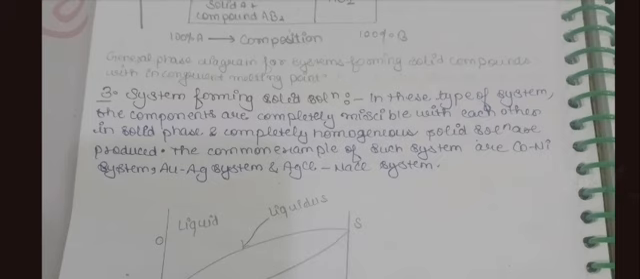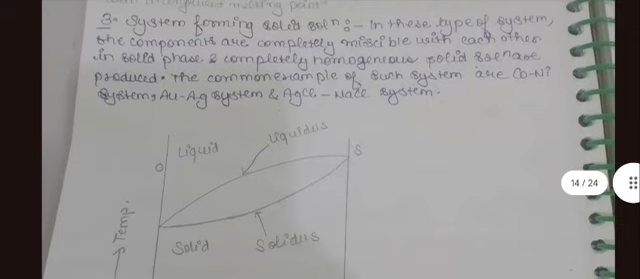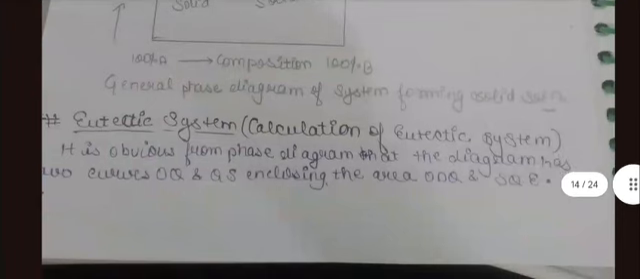A regional phase diagram for a system forming a solid compound with incongruent melting point. System forming solid solution. In this type of system, the components are completely miscible with each other in the solid phase and a completely homogeneous solution is produced. Common examples of such systems are the Co-Ni system, Au-Ag system, and AgCl-NaCl system. A regional phase diagram of a system forming solid solution.